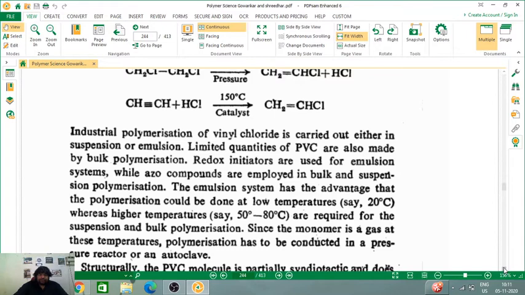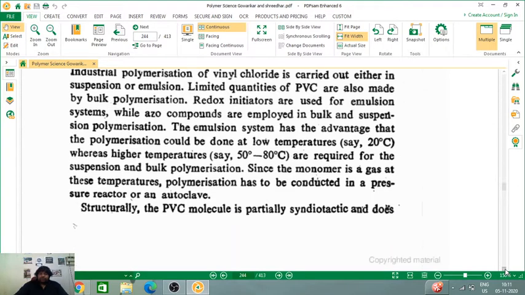The emulsion system has the advantage that the polymerization could be done at low temperatures, say 20 degrees, whereas temperatures of 50 to 80 degrees are required for suspension and bulk. So you don't have to go to high temperature when you are using the emulsion technique. Since the monomer is a gas at this temperature, polymerization has to be conducted in a pressure reactor or autoclave because the boiling point is quite low.